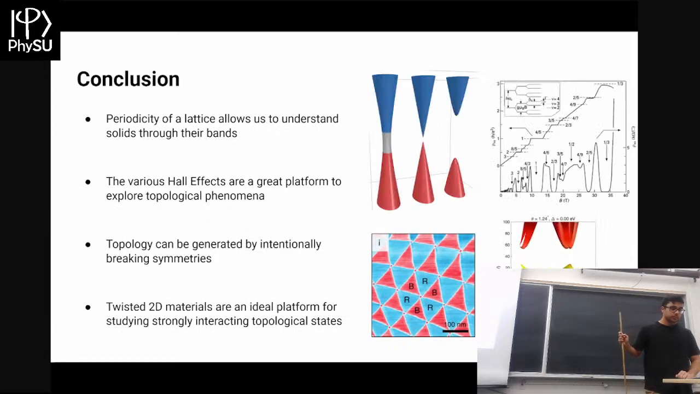Just to conclude, in the presentation we talked about how the periodicity of the lattice allows us to understand these solids and their electronic properties. There are also various Hall effects, and these show a bunch of connections to topology. We also discussed how topological bands can be engineered by us in the lab just by combining various 2D materials. It really goes to show how these 2D materials, especially twisted ones, are a great platform for studying strong interactions, but also these topological states.